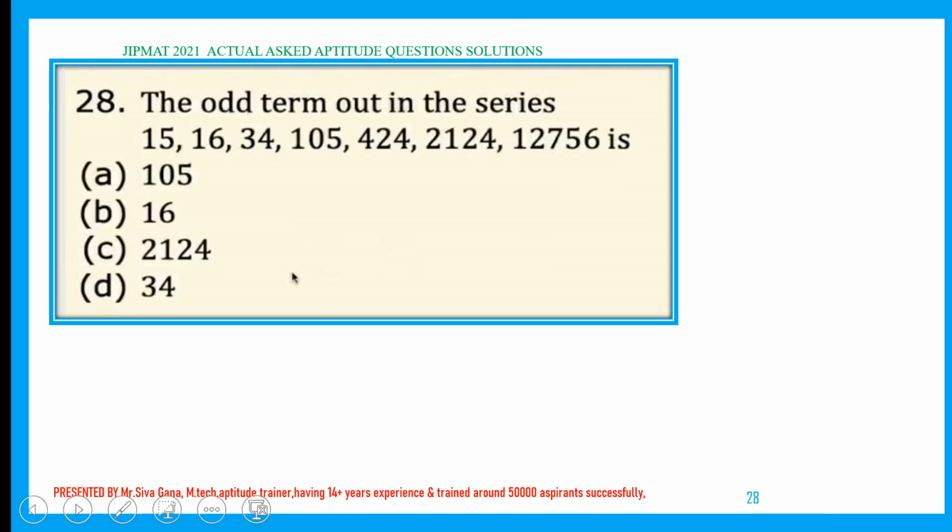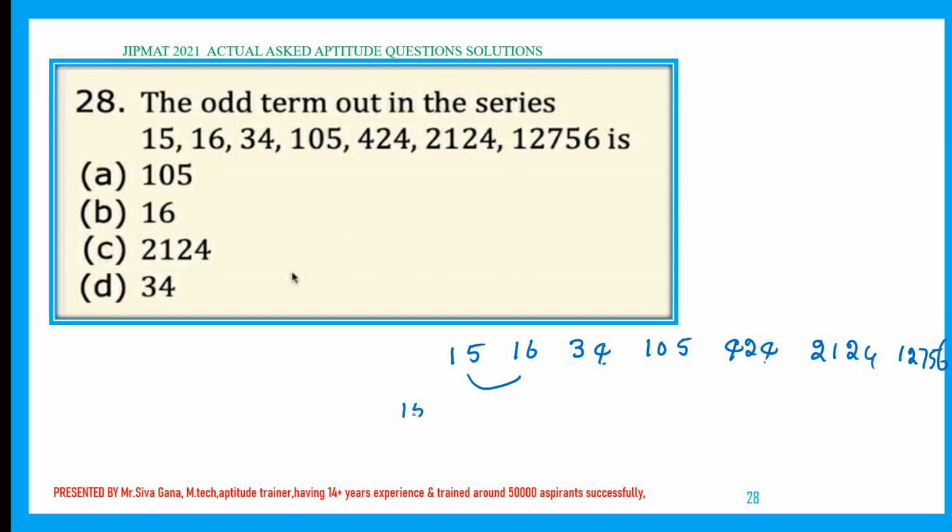The odd term out of this series: 15, 16, 34, 105, 424, 2124, 12756. Which one is odd? 15, 16. Let us see. 15 into 1 plus 1 is equal to 16.